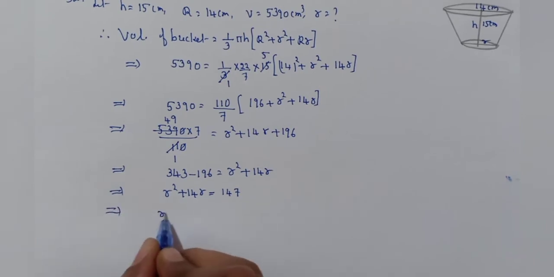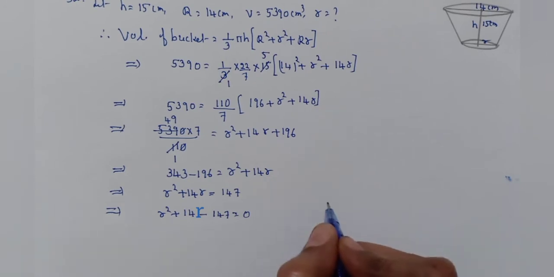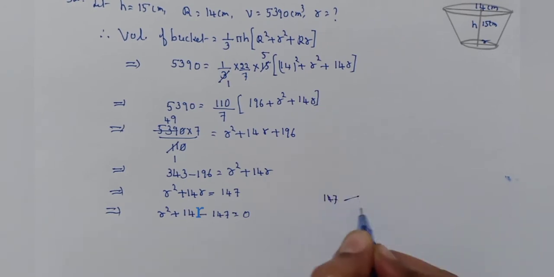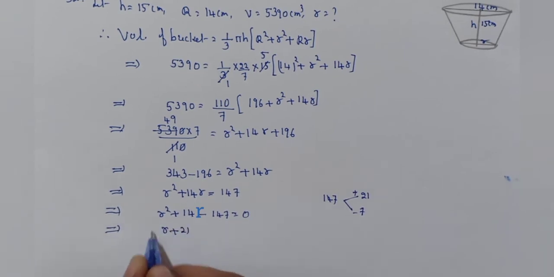R square plus 14r minus 147 equals 0. Now factorize the equation. The product should be 147 and the difference should be 14. So the two factors are 21 and 7. So the factors are (r plus 21) into (r minus 7) is equal to 0. Equate each factor to 0.